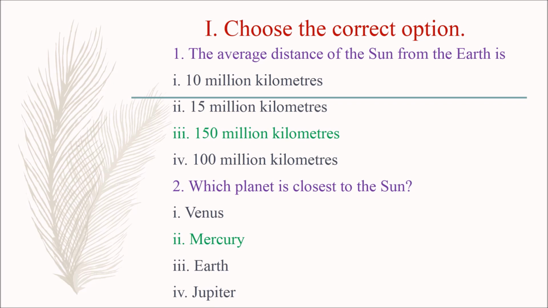Second question is, which planet is closest to the sun? Here closest means nearest to the sun. Option number 1 Venus, option number 2 Mercury, option number 3 Earth, option number 4 Jupiter. So the answer is option number 2 Mercury.